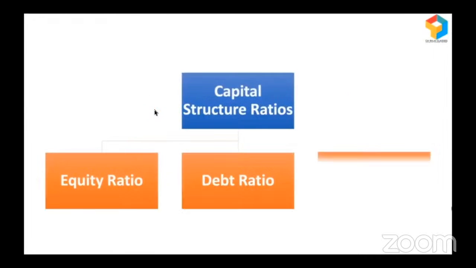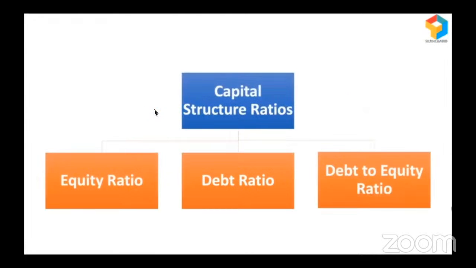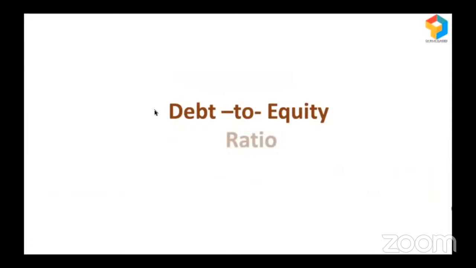Now let's move on to capital structure ratios. Under that, there are three ratios, but here we are going to discuss what is important from a banker's point of view, that is the debt to equity ratio. In the debt to equity ratio, we compare the debt with equity to understand the long-term solvency of a business.